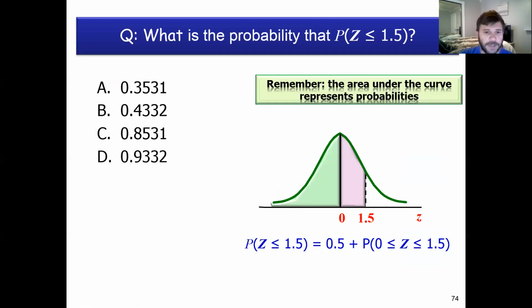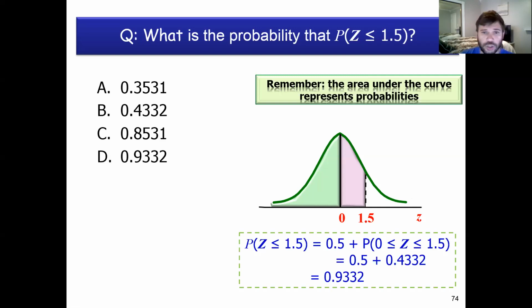So we computed the area between 0 and 1.5. We're going to add that 0.4332 to the left-hand value, that green area of 0.5. And that gives us our answer of 0.9332 as the area between 1.5 and negative infinity underneath that bell-shaped curve. So that 0.9332 is the sum of the pink area and the green area. Okay, let's keep moving forward.